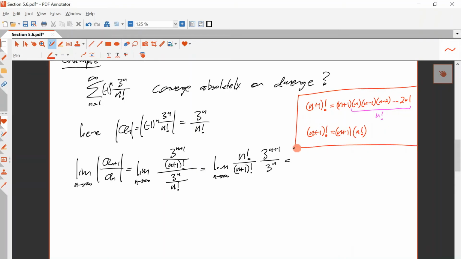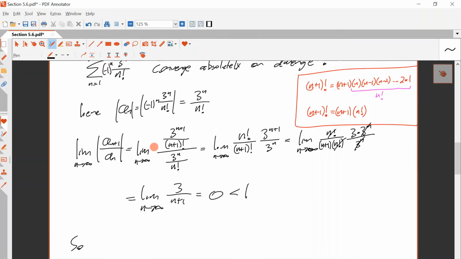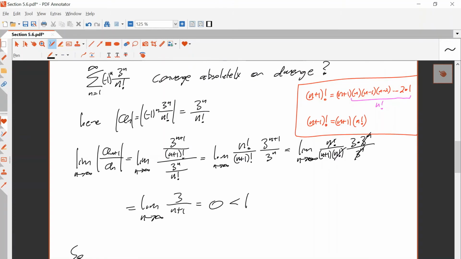And we can use that here to do some cancellations. So this is equal to the limit as n goes to infinity, n factorial over n plus 1 times n factorial. And then this is 3 times 3 to the n over 3 to the n. Cancel, cancel, cancel, cancel. So this is the limit as n goes to infinity, 3 over n plus 1, which is 0, which is less than 1. So this guy converges absolutely.